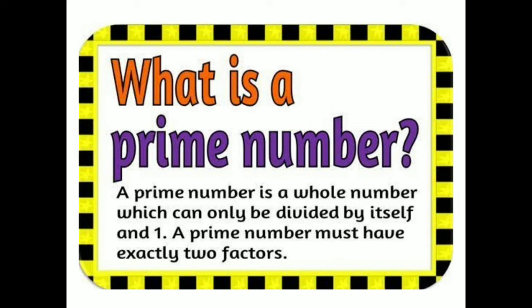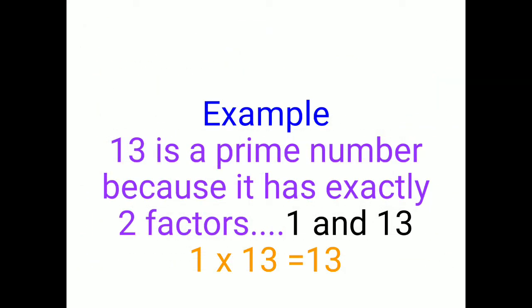Means if you have an example like 5, 5 has only two factors, 1 and the number itself, meaning 1 and 5. So get ready for one more example also. 13 is a prime number because it has exactly two factors, 1 and 13, because 1 times 13 is equal to 13.